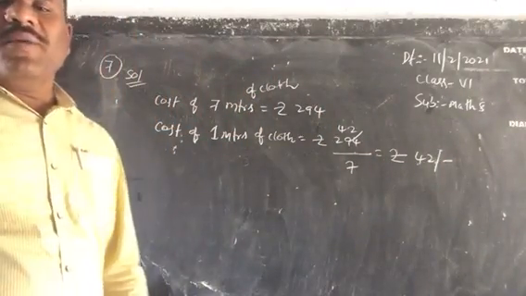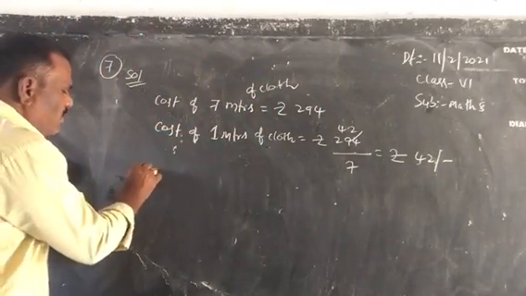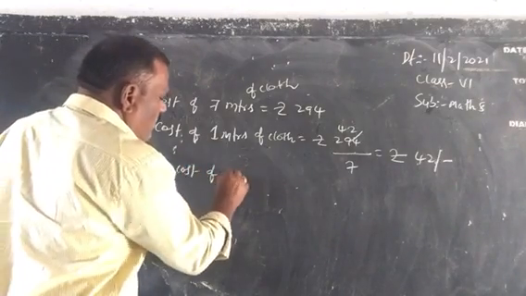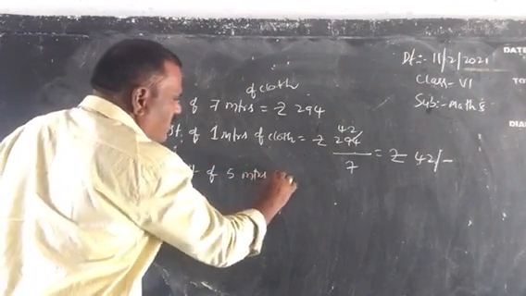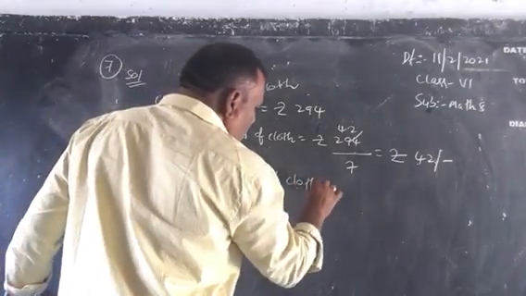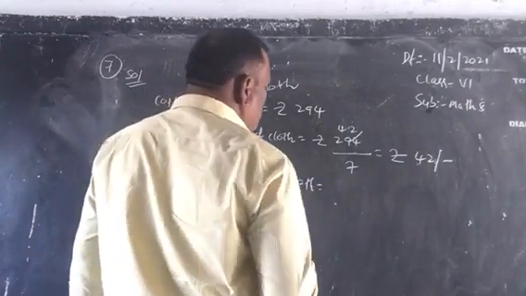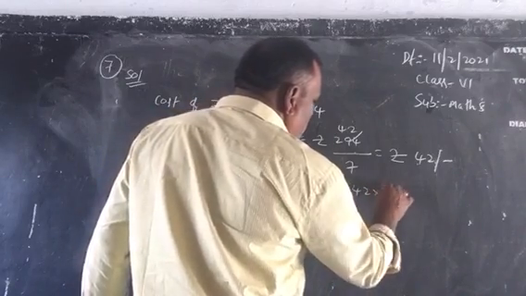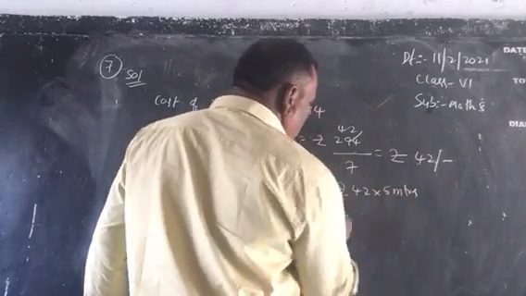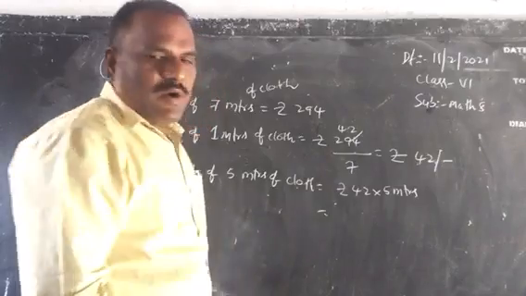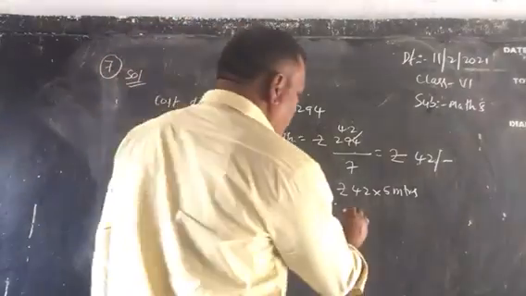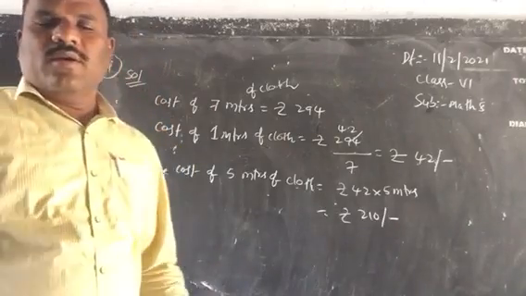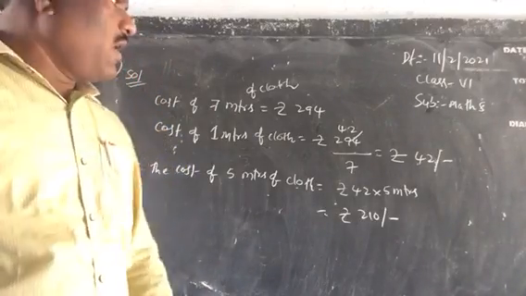Now the cost of 5 meters of cloth equal to, therefore the cost of 5 meters of cloth equal to how much? Rupees 42 into 5 meters of cloth equal to how much? Rupees 210. Okay children? Understand? Okay.